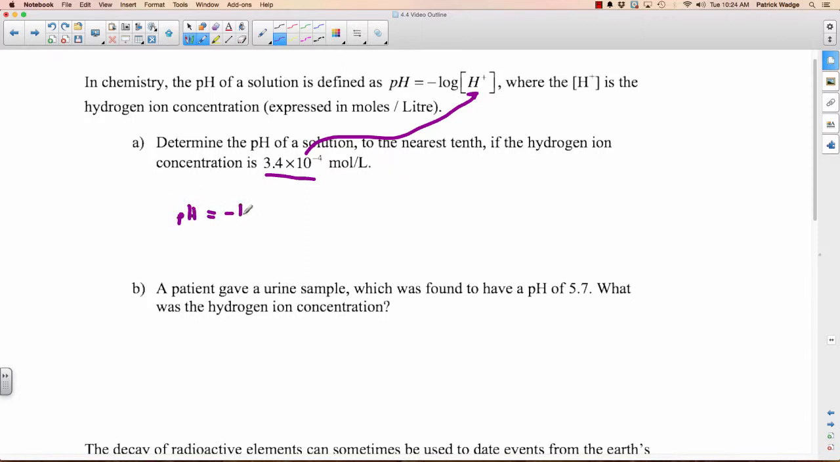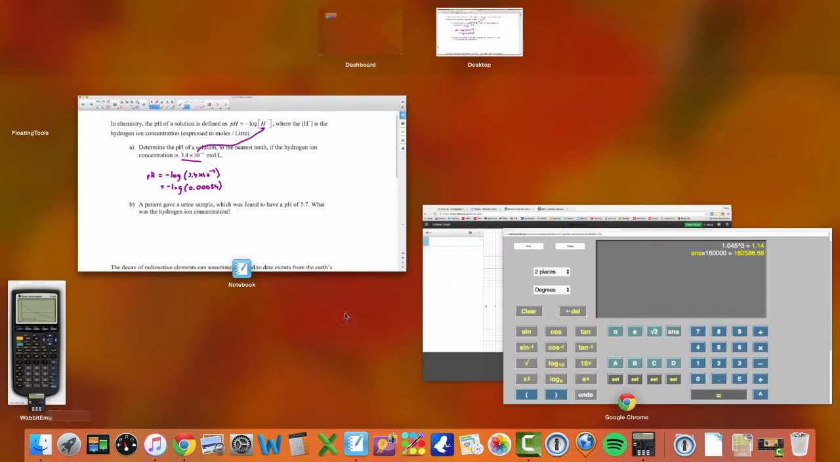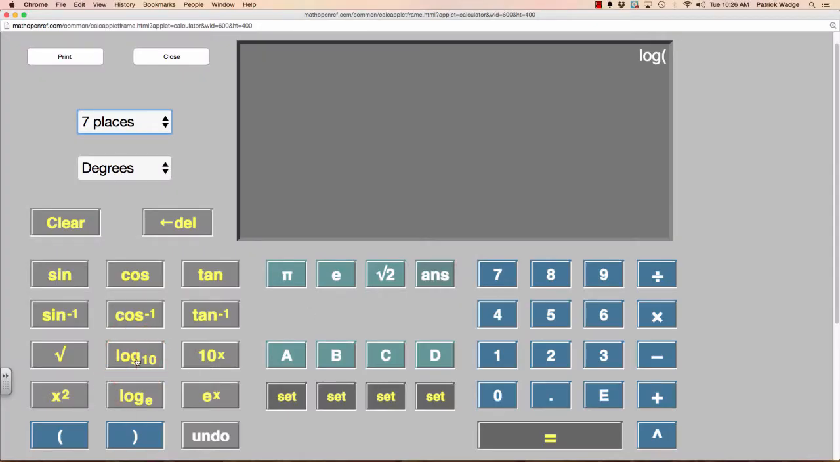pH equals the negative logarithm of 3.4 times 10 to the negative 4. And by the way, 3.4 times 10 to the negative 4 is the same as 0.00034 because you're moving that decimal 4 spots to the left. Okay, I'll use my scientific calculator to do that. So I'm going to leave the negative off for now. I'll add that at the end.